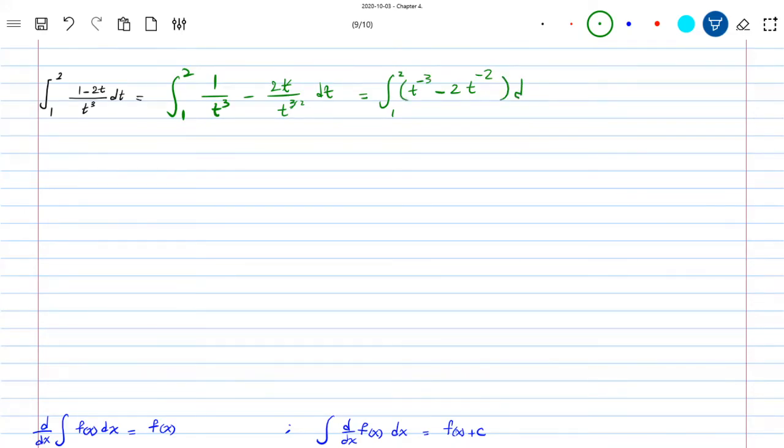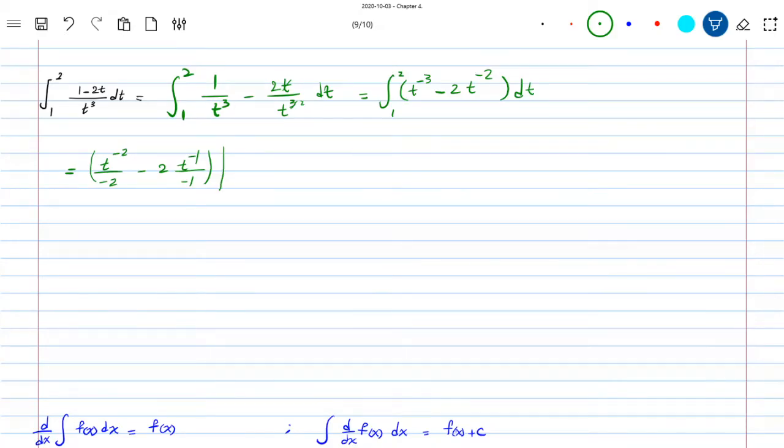And dt. Now I'll find the antiderivative. The antiderivative is t to the power negative 2 divided by negative 2, minus 2 t to the power negative 1 divided by negative 1.